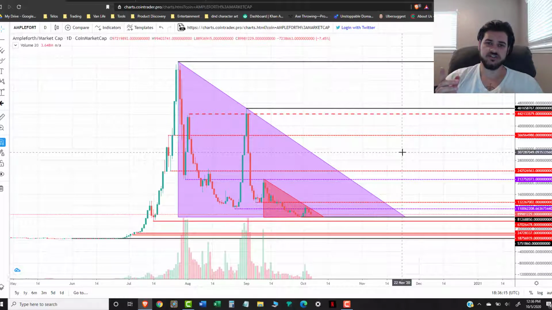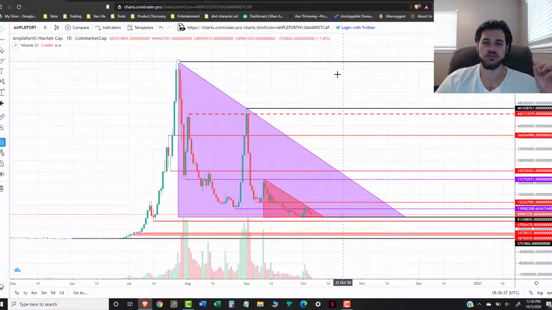So my color coordination system is monthly is black, weekly is purple, and daily is red. And just as a rule of thumb, monthly is stronger than weekly is stronger than daily, because the longer the time frame to establish a support, resistance, or trend, the stronger the support, resistance, or trend is.